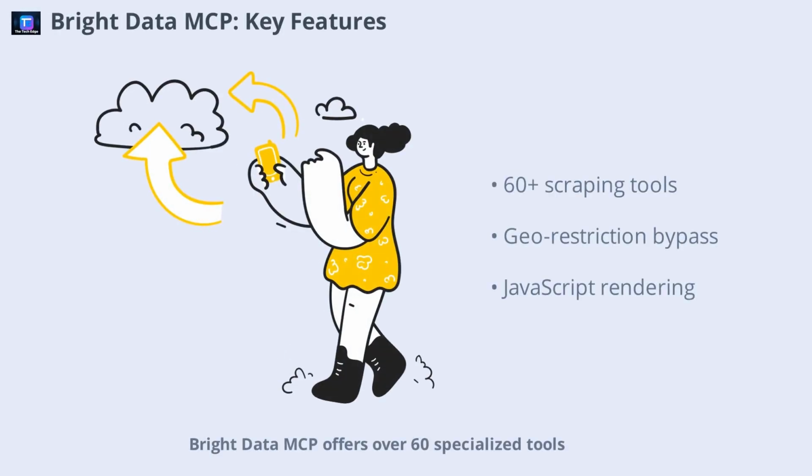Bright Data MCP offers over 60 specialized tools, including social media and e-commerce scraping, geo-restriction bypass, JavaScript rendering, and browser control. You can start with basic tools for search and scraping, or enable Pro mode for advanced automation and extraction. The server supports both remote and local setups, with easy configuration via API tokens. Use cases range from market research and real-time data collection to content aggregation and competitive analysis. With 5,000 free tool calls per month, it's a robust solution for anyone needing reliable, scalable web data extraction.